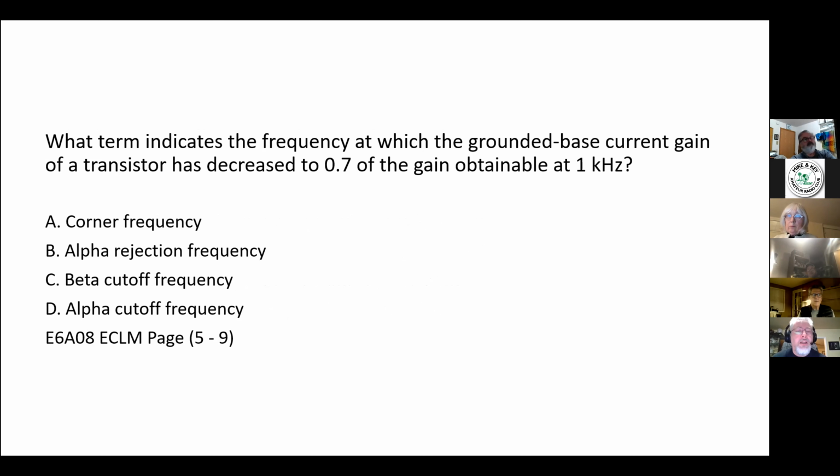What term indicates the frequency at which the grounded base current gain of a transistor has decreased to 0.7 of the gain obtainable at 1 kilohertz? A, the corner frequency. B, alpha rejection frequency. C, beta cutoff frequency. Or D, alpha cutoff frequency. The correct answer is Delta, alpha cutoff frequency.